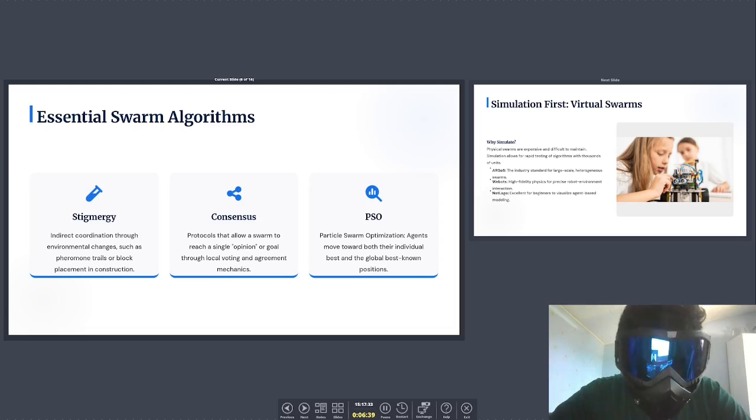Second is the consensus, which means it has some protocols that allow a swarm to reach a single opinion or a goal through local voting and agreement mechanics. Which means you have some fixed protocol. For example, go from point A to point B, but avoid point C because it's very dangerous. Then they all agree, yes, let's do this, because that's universal. That's something everyone agrees on. But if it has D, then someone can choose point D because it's not dangerous, but it's long and tedious. But it also has some optional way to collect more food.